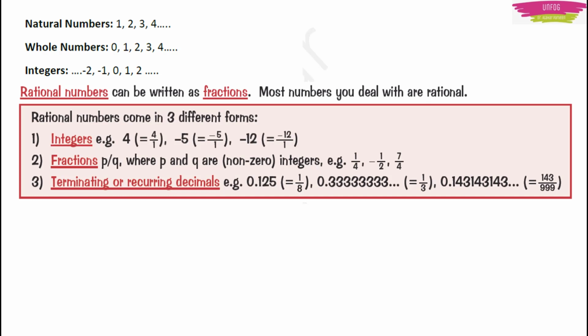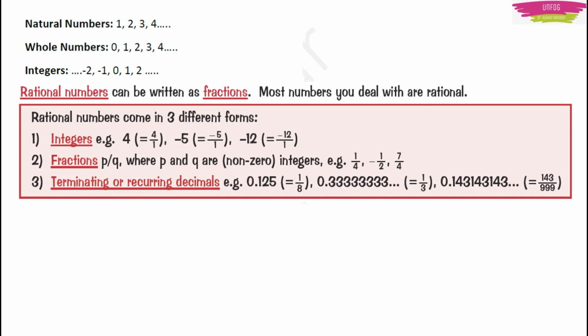Here, the only condition is that your denominator, the Q, will be a non-zero integer, because if it is 0, then your fraction will become infinity. Anything divided by 0 becomes infinity. That's why in rational numbers, the fractions are written in the form P by Q, and Q will not be equal to 0. There can be a negative sign in the fraction, there can be a positive sign in the fraction.